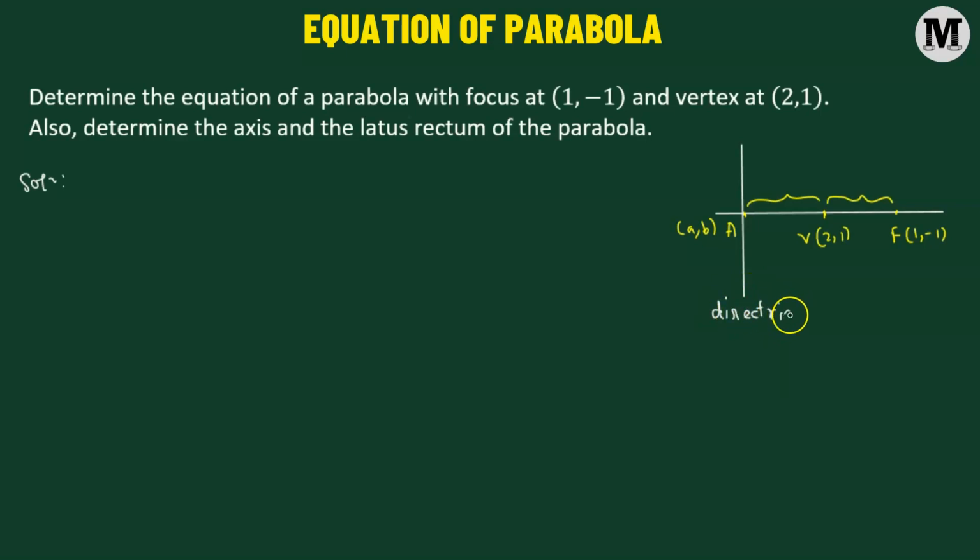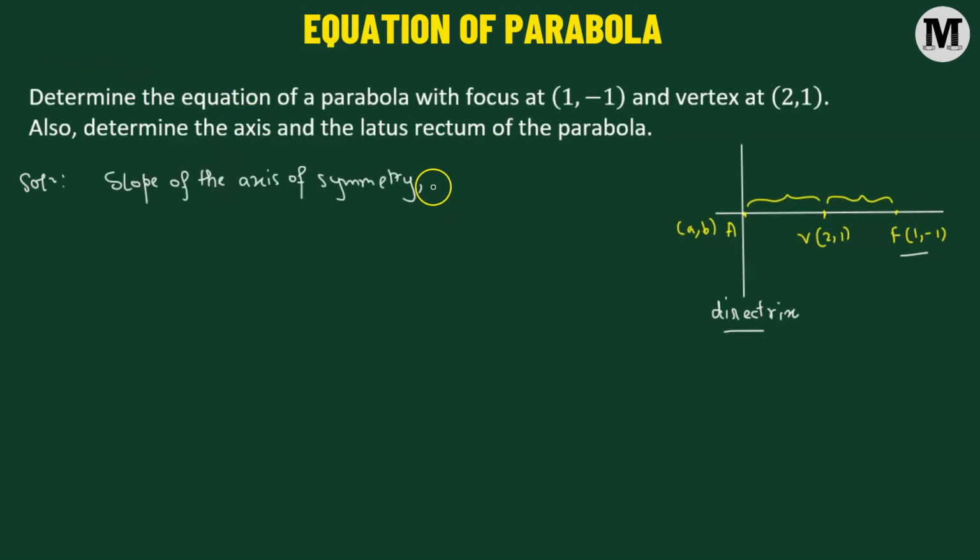Now, since we are asked to find the equation of the parabola, we need two pieces of information. One is the equation of the directrix and one is the coordinates of the focus. Here we are already provided with the coordinates of the focus. So our goal will be to determine the equation of the directrix. Let us begin. We'll first try to find the slope of the axis of symmetry line, because we are provided with two points, the vertex and the focus. That will be an easy task.